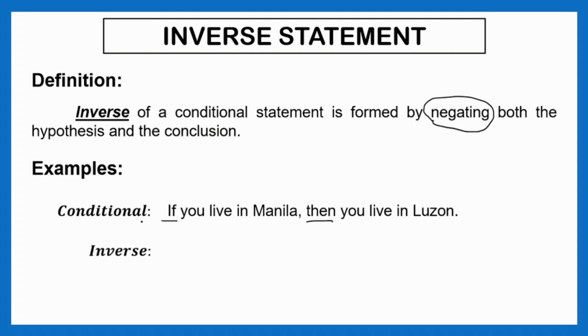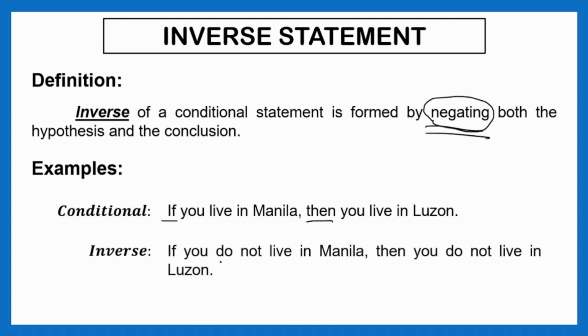Ang gagawin mo lang daw, i-negate mo lang yung hypothesis tapos conclusion. So, for hypothesis, if you live in Manila, magiging, if you do not live in Manila, right? Do not live. Dagdagan mo na lang ng negative statement dito. Then you do not live in Luzon. So, ganun ang magiging result natin. If you do not live in Manila, then you do not live in Luzon.